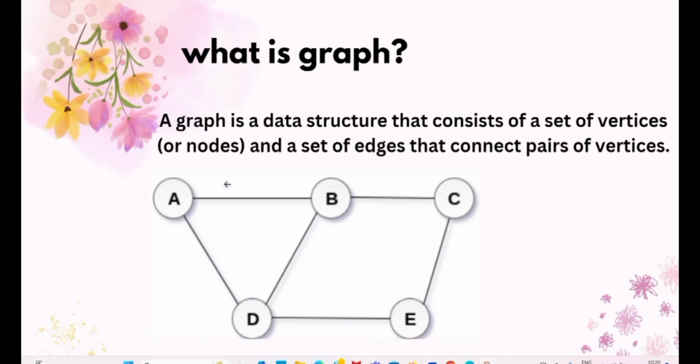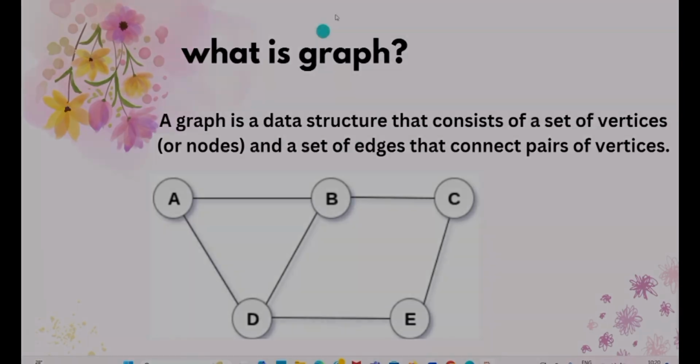Where do we use graphs in real-world scenarios? In social networks, representing connections between people; route optimization, finding shortest paths in maps; getting suggestions of the nearest restaurants, cinema theaters, and so on.